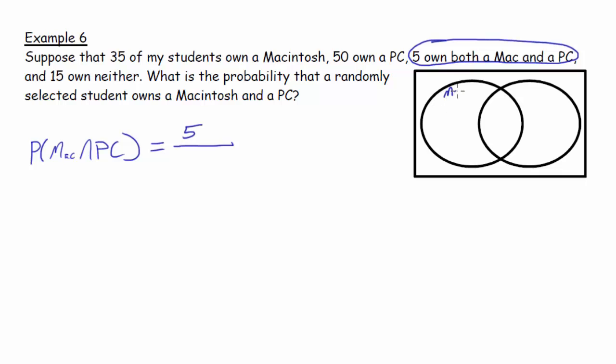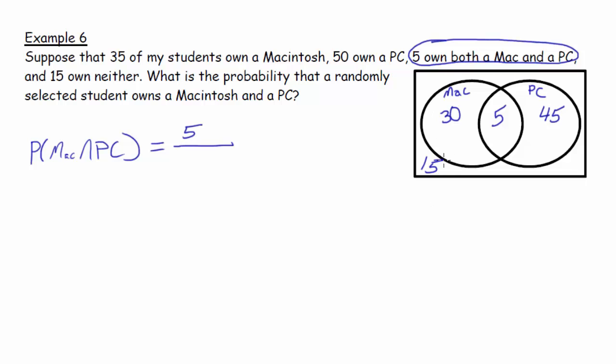So I'm going to put my Mac students over here, my PC students over here, and my Mac and PC are going to go here where I overlap. So I have 5 here. Well, I also know that 15 students have neither, so I'm going to put these 15 students outside. So here, if I know a total of 35 have Macintoshes, and 5 of those also have a PC, well, there's 30 folks out here that own a Mac but don't have a PC, for a total of 35. Similarly, 5 of these students have both, 50 own a PC, well, that means there's 45 left out here that own a PC but not a Mac.